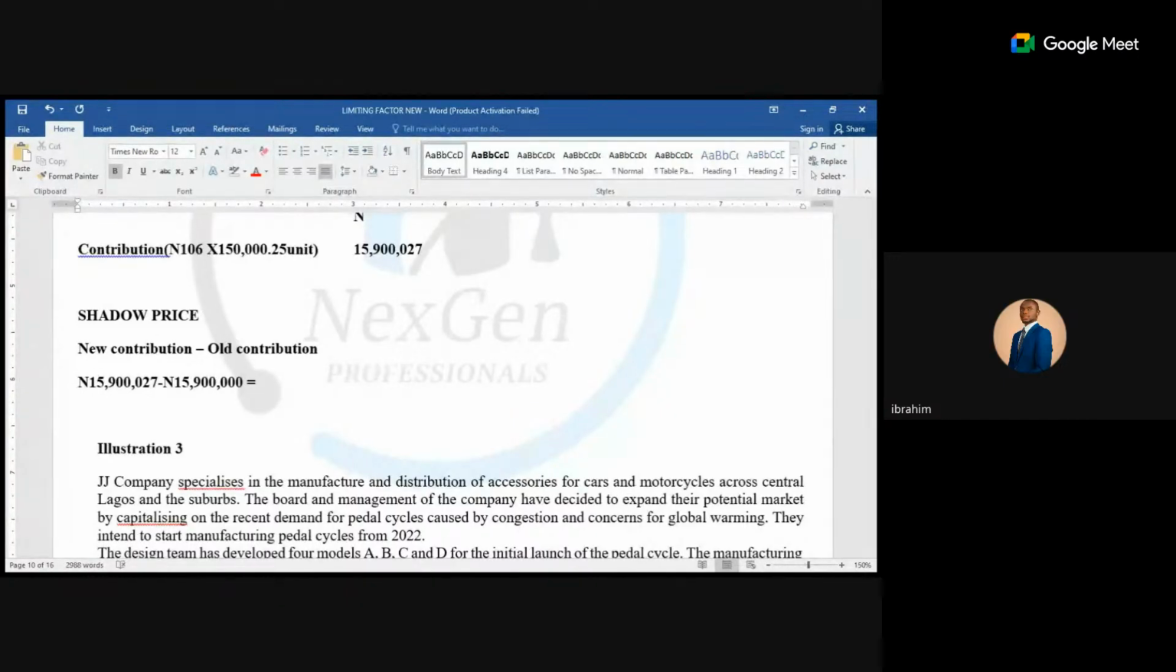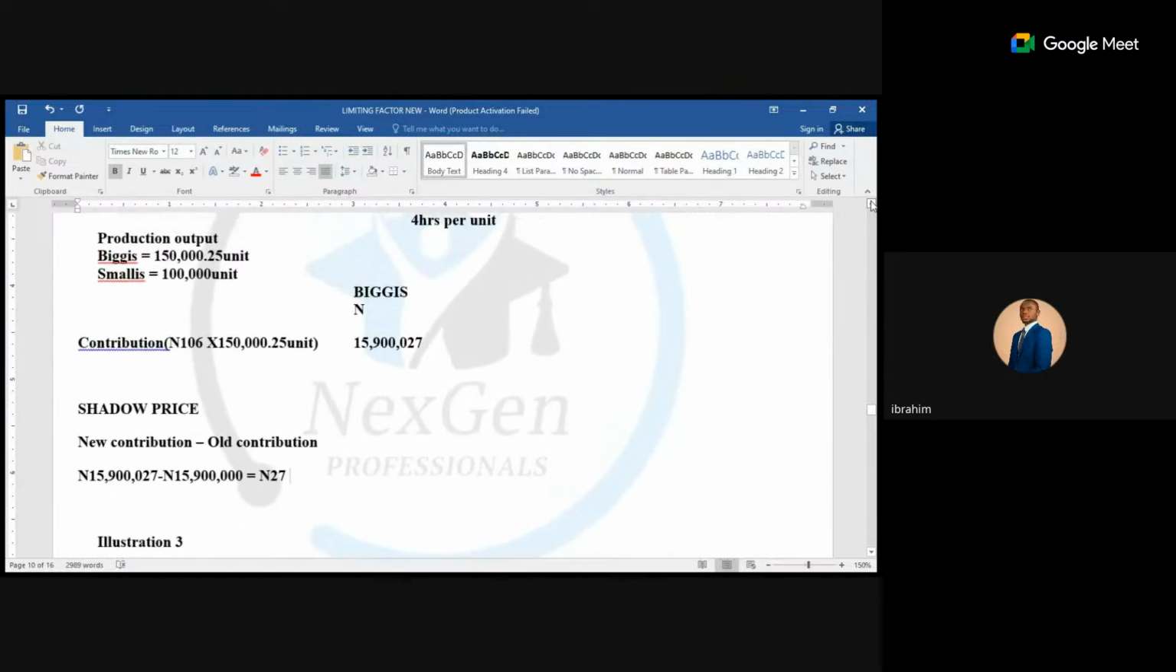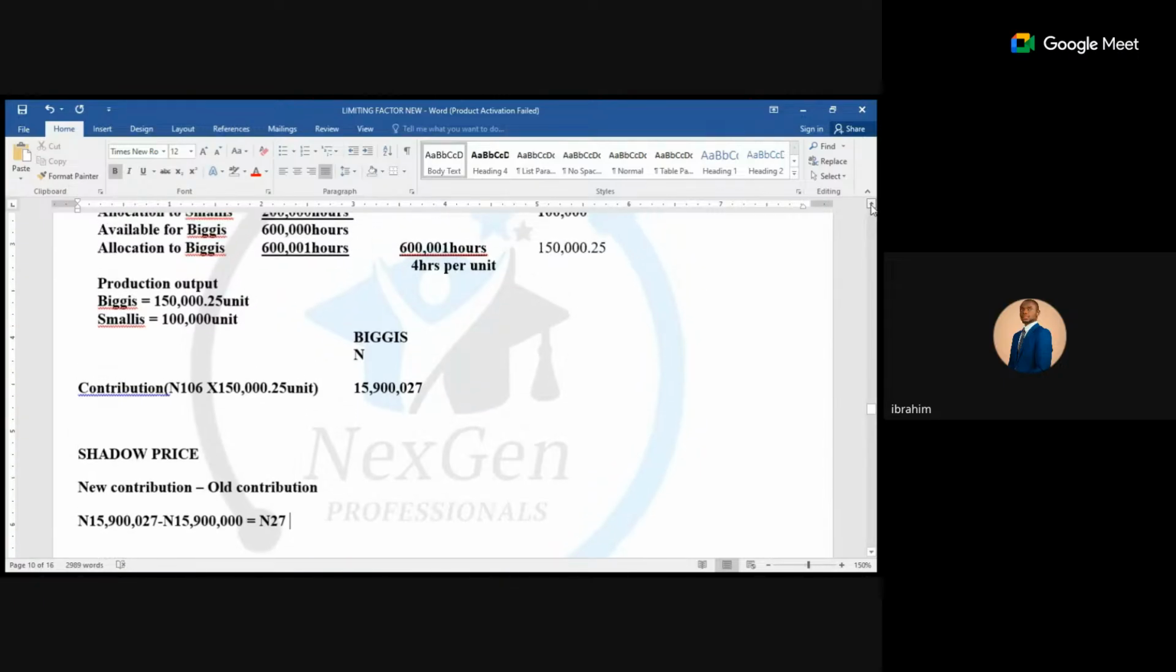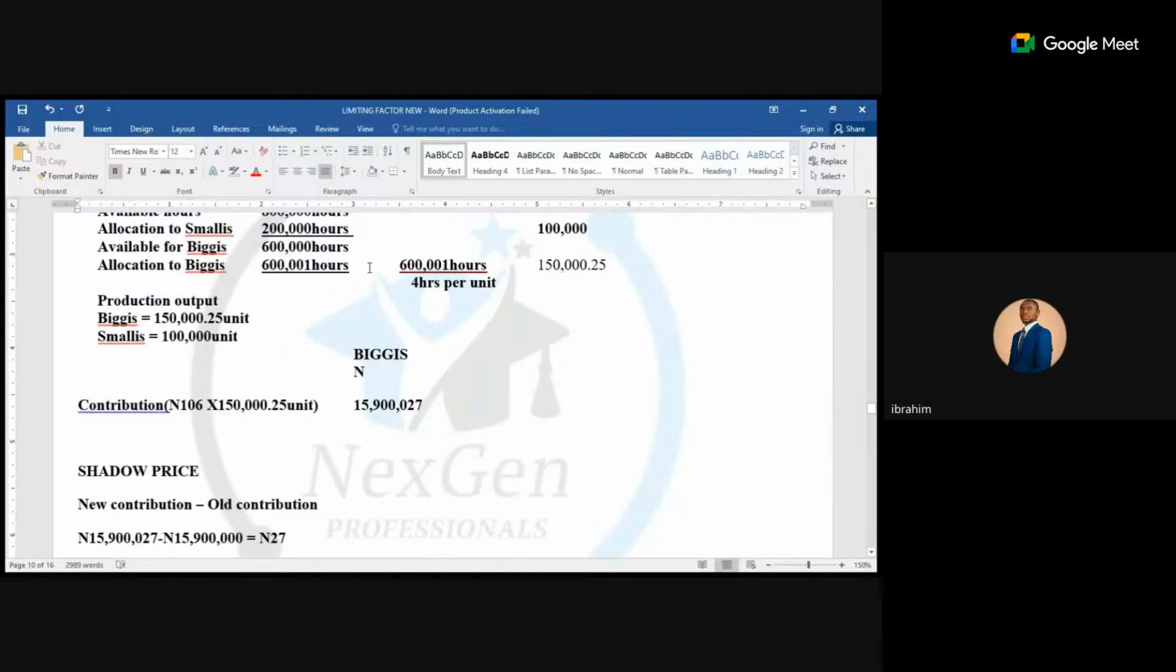So the difference is what we call the shadow price. What is the difference, class? 27 naira. This is what we call shadow price. So you can use it to set a transfer price. It is part of the usefulness. You just need to increase your scarce resources by 1. If you increase it by 1, the additional contribution is what we call shadow price.